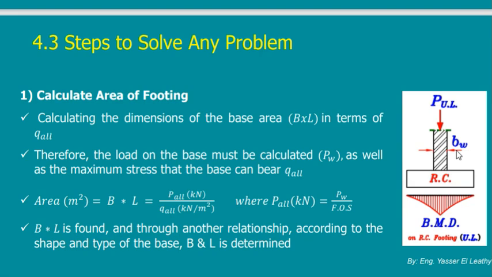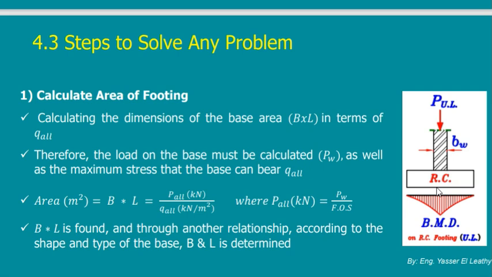So, to get the area of the foundation, this is based on the geotechnical code. I get the working load, I divide it by the bearing capacity of the soil, I get the area. So this is based on the geotechnical code. Now I need to calculate the steel. I go to the reinforced concrete code. It works with the ultimate load. So I take my working load, I multiply it by 1.5 to get the ultimate load, and then start calculating the depth of the foundation and calculate the steel.